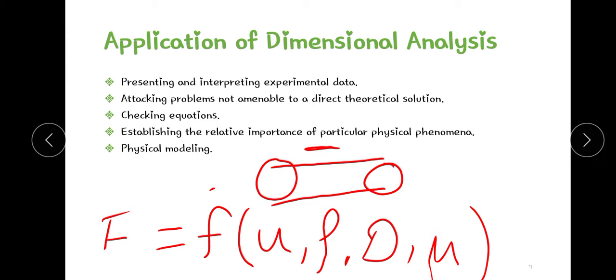However, instead of having to draw hundreds of graphs plotting its variation with all combinations of these parameters, like suppose we want to see the variation, then we have to plot different graphs like F with U, F with rho, and so on. What dimensional analysis will help us with is that the problem can be reduced to a single dimensionless relationship. Now what is that relationship?